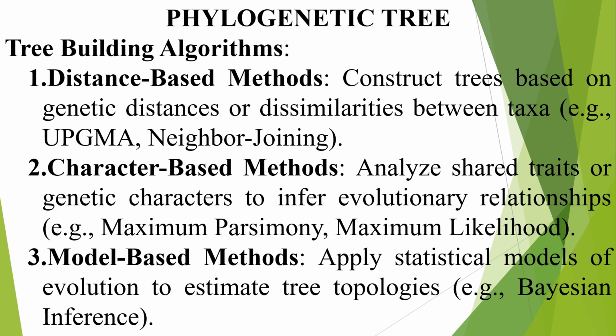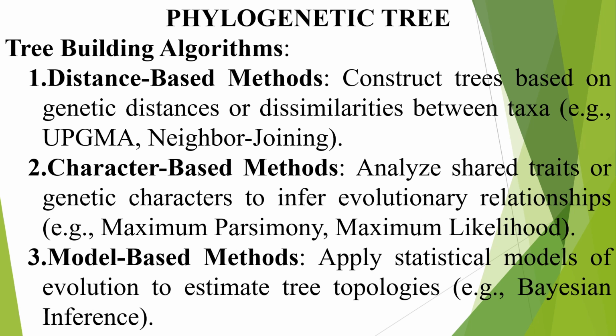Major tree building algorithms. 1. Distance-based methods. Construct trees based on genetic distances or dissimilarities between taxa. Example, UPGMA and neighbor joining. 2. Character-based method. Here, analyze shared traits or genetic characters to infer evolutionary relationships. Example, maximum parsimony and maximum likelihood.